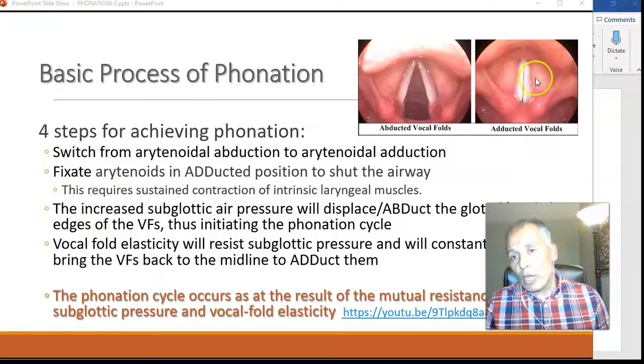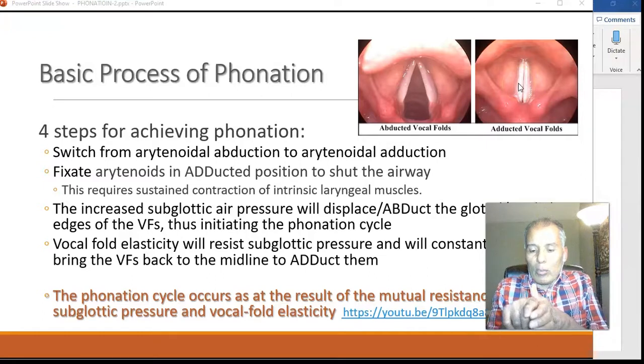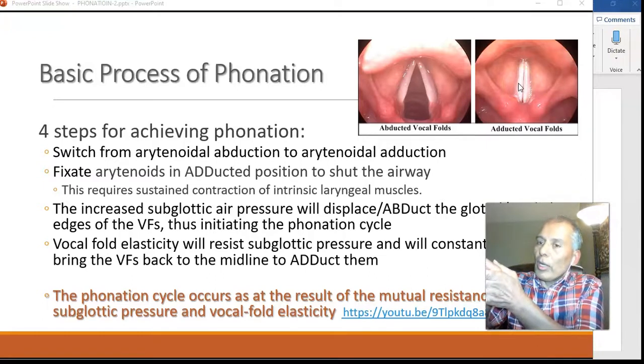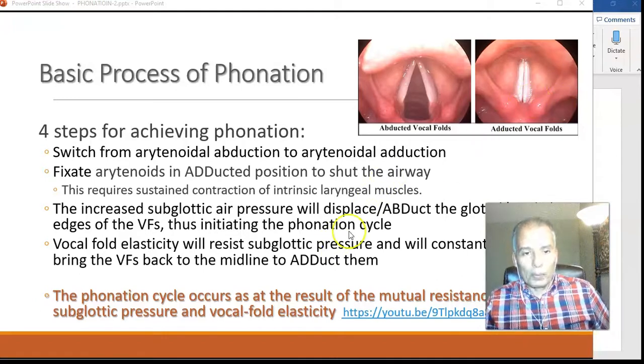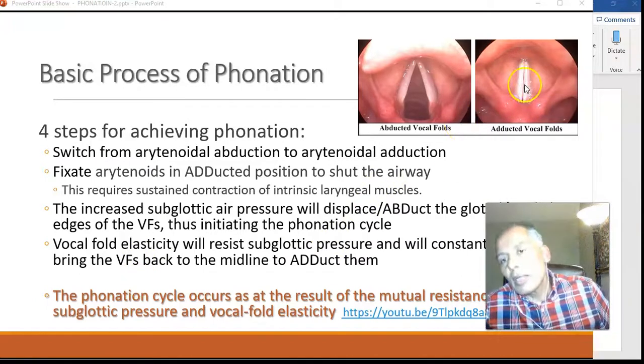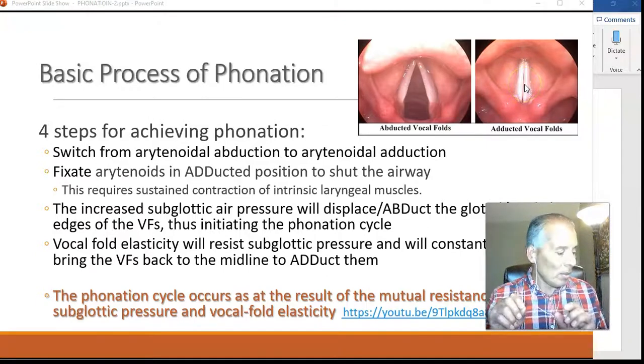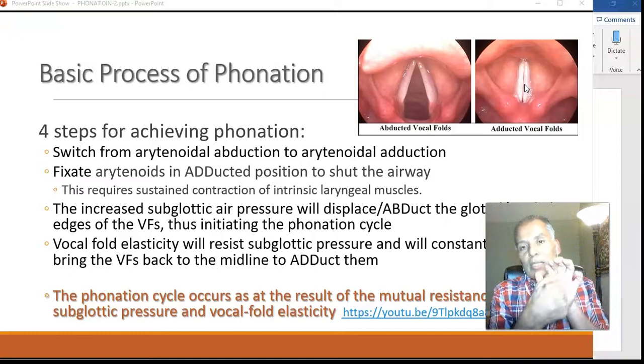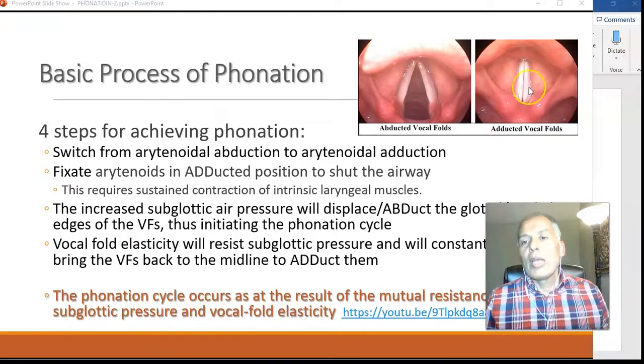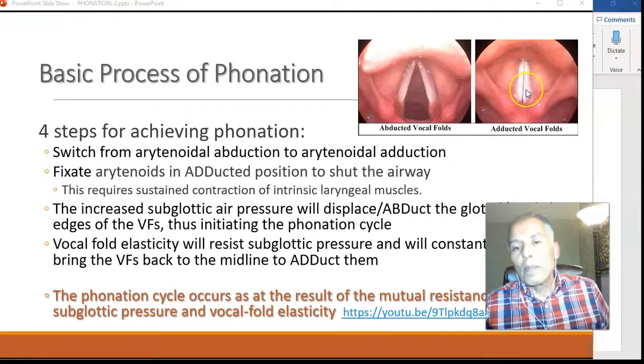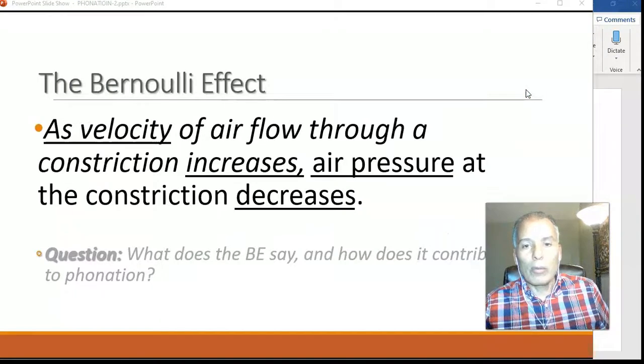Then the pressure beneath them is going to build up, and it will overpower the glottal edges of the vocal folds, the edges, the mucosa. The air pressure is going to push each side of the vocal fold away like that. And then the air streams out. So as the vocal fold is displaced, as it travels away from the midline, let me show you the cycle first.